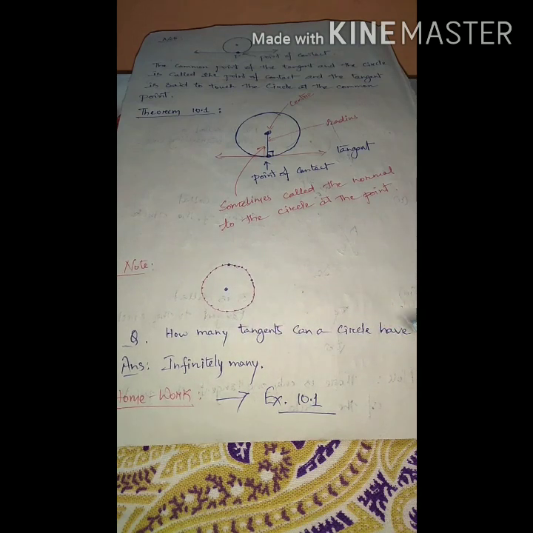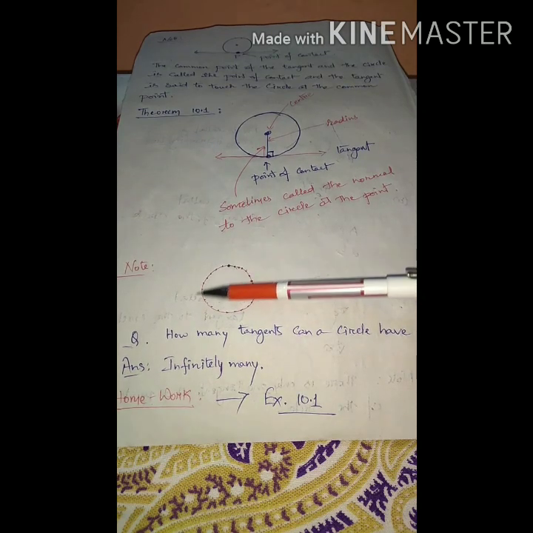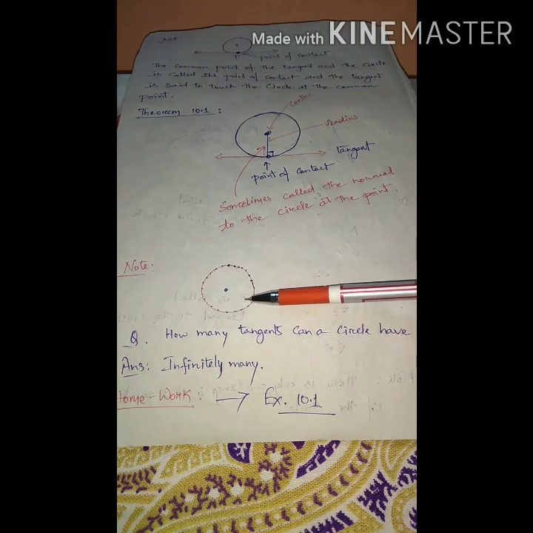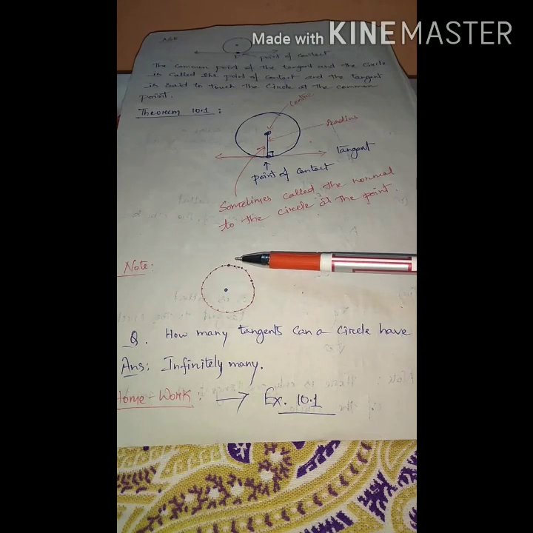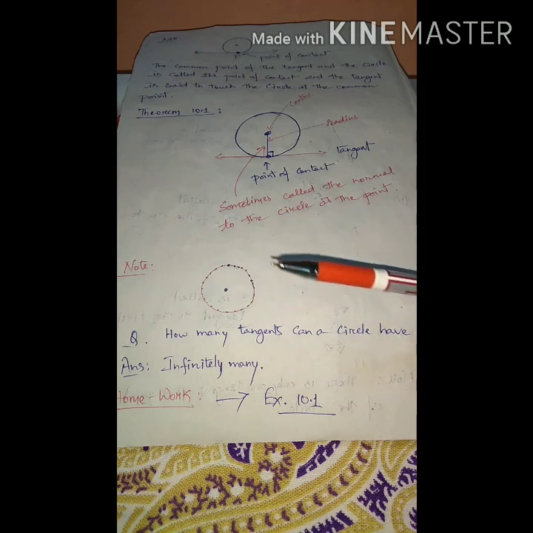That means the answer is what? Infinitely many tangents we can draw, because in a circle there are lots of points, many points are there. So for each and every point we can draw one tangent. That's why we can easily draw infinitely many tangents here.